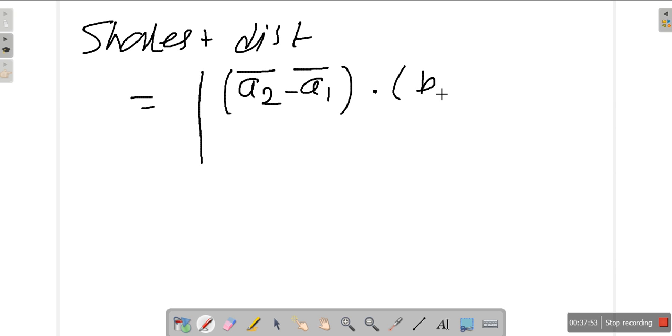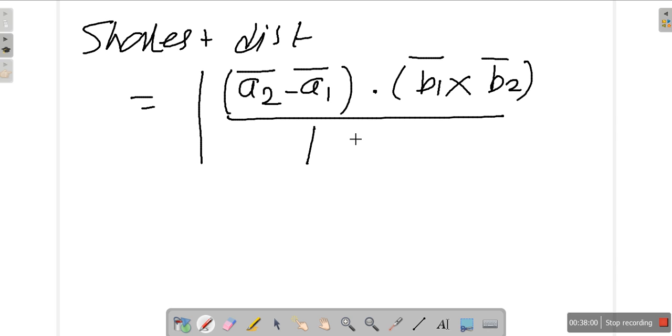dot b1 cross b2 upon mod of b1 cross b2. Please memorize this as a result. The shortest distance between the two lines is given by a2 minus a1 dot b1 cross b2 upon mod of b1 cross b2. This is simply a projection of a2 minus a1 on b1 cross b2. So this is shortest distance between two lines which are not parallel.